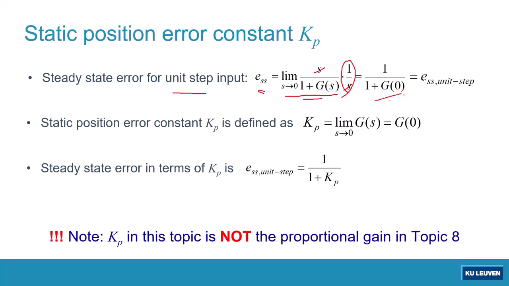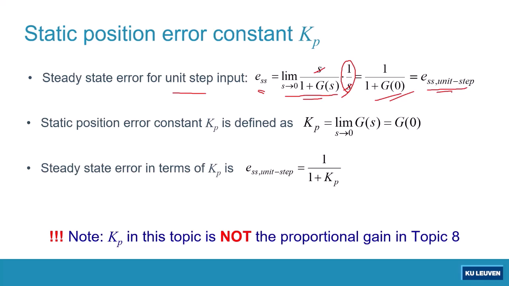So this basically tells us the steady state error when a unit step input is given. The ESS for unit step input. That's how I indicate it.